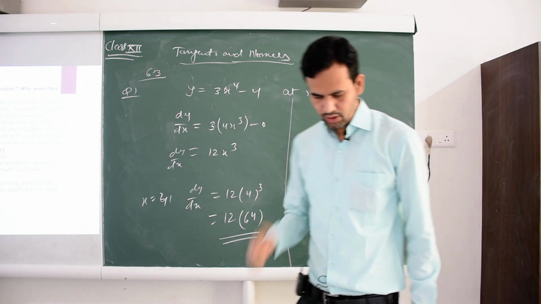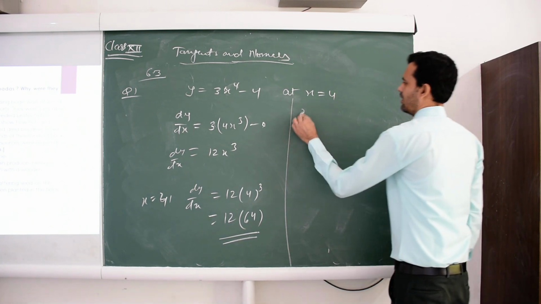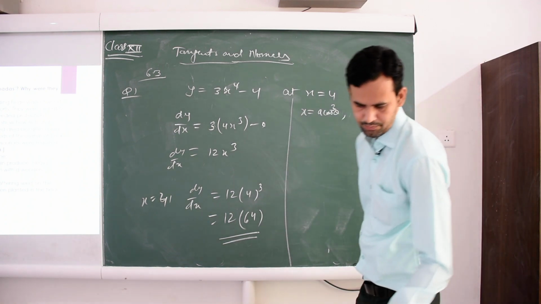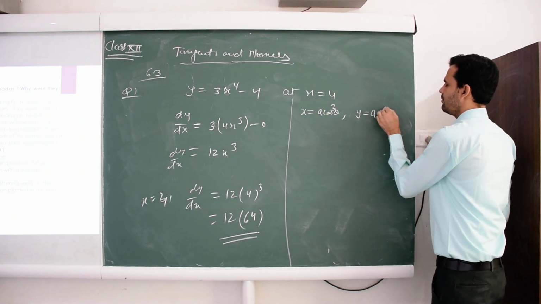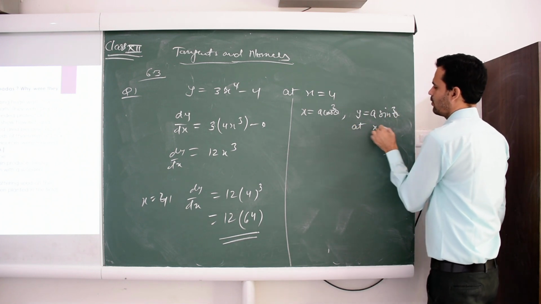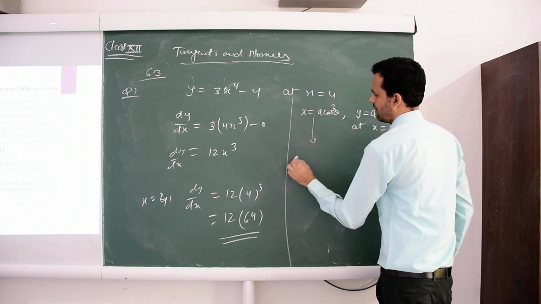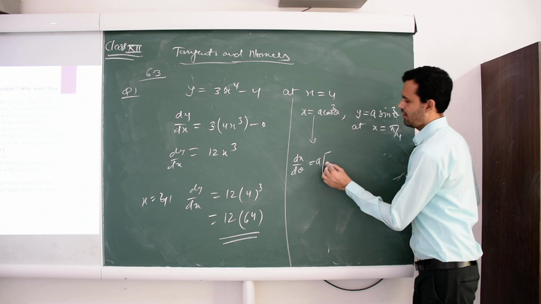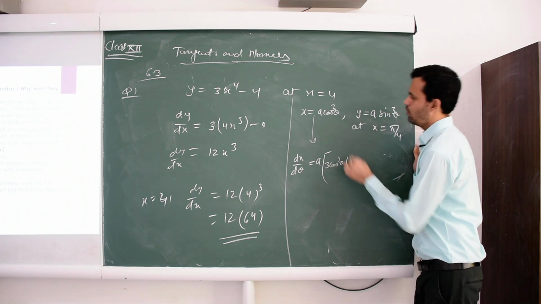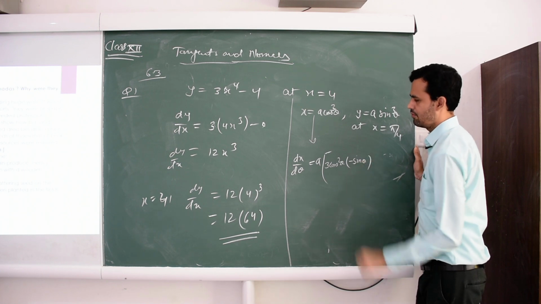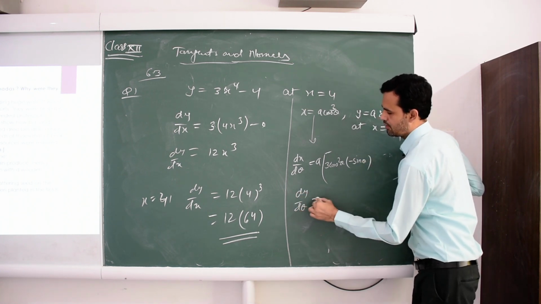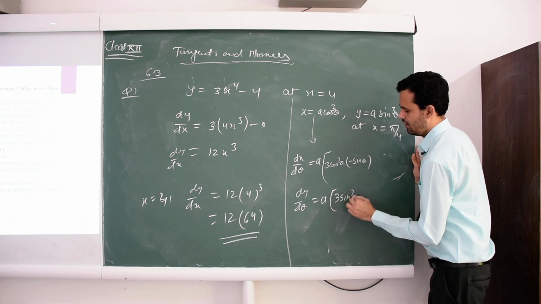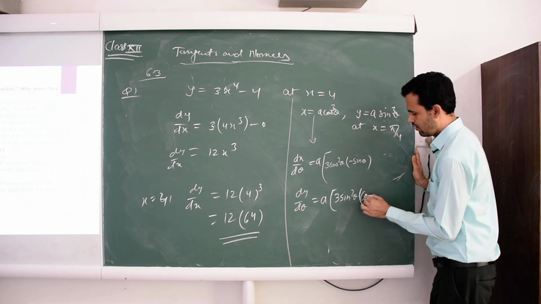Now question number 5. Find the slope of the tangent to the curve. There are two equations, x equals a cos cube theta and y equals a sin cube theta, at theta equals pi by 4. So differentiate: dx by d theta is a into 3 cos square theta into minus sin theta. Similarly, dy by d theta is a into 3 sin square theta into cos theta.